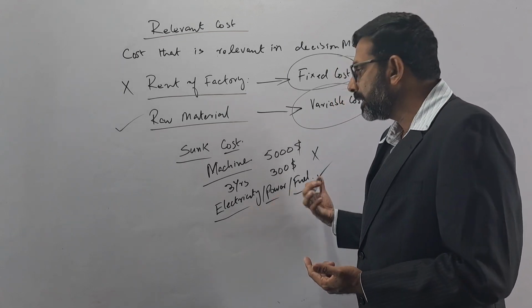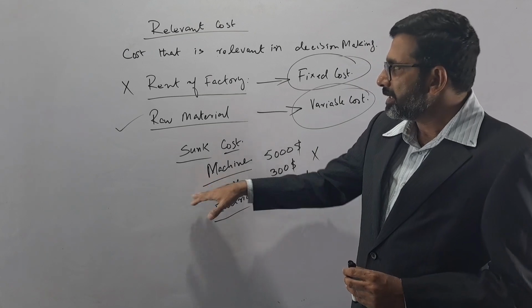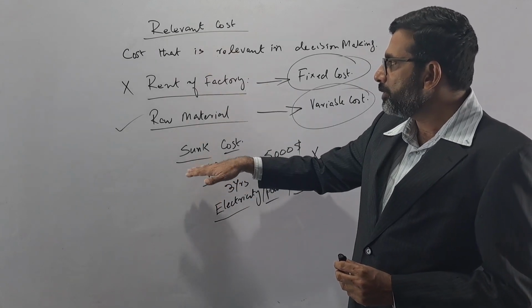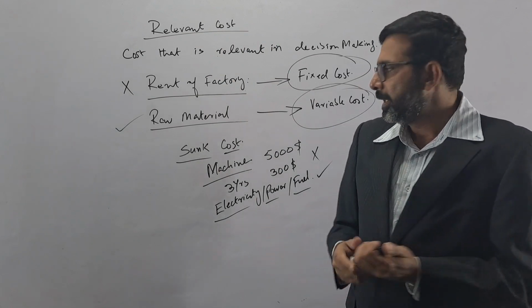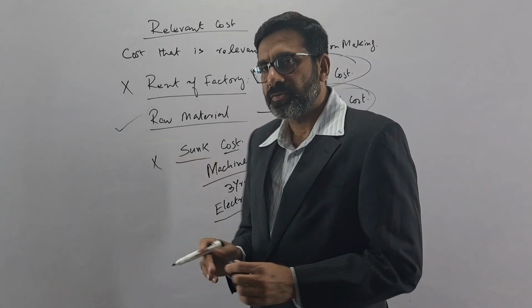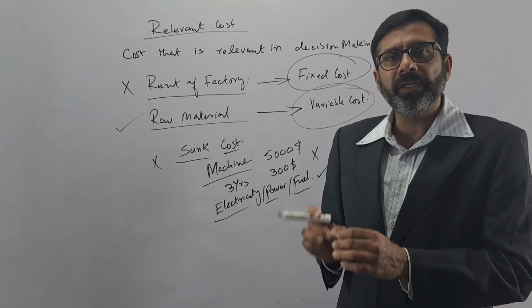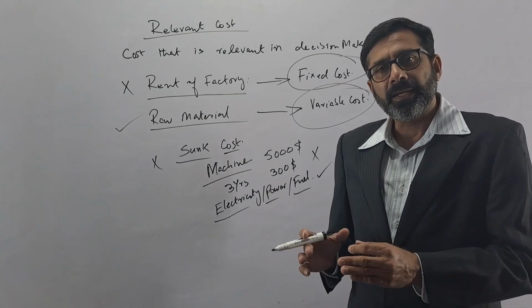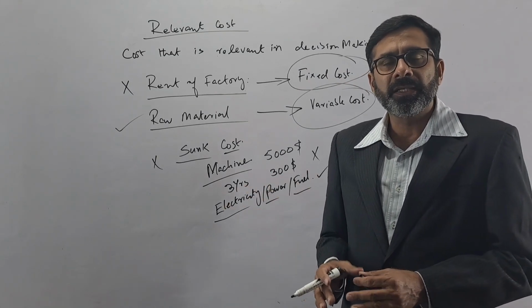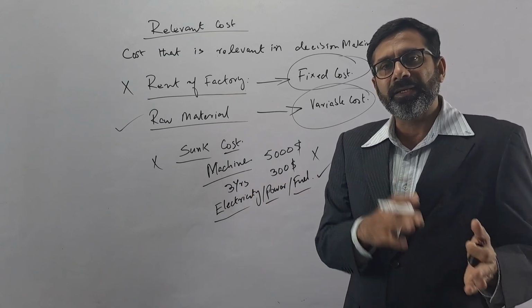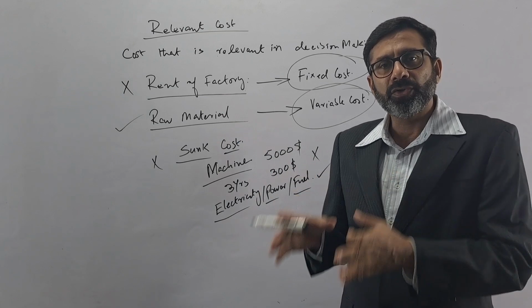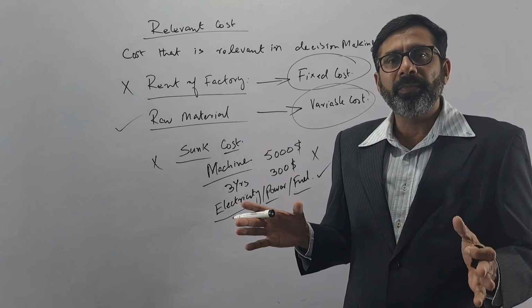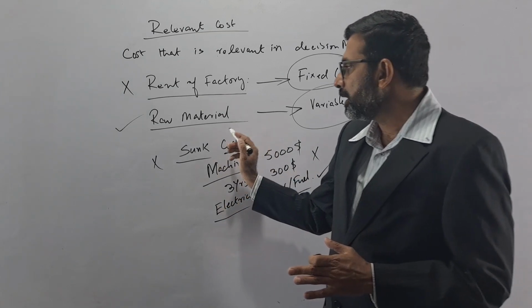Now, what is the relationship of the sunk cost with the relevant cost? Either it is relevant or not. Obviously, it is not a relevant cost. Why is it not relevant? Because this is money you have already paid in the past and which you cannot recover. Whether you make decision A or decision B, whether you buy the product or produce the product, whatever decision you are making, this cost is not relevant.